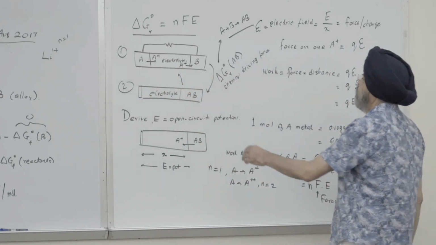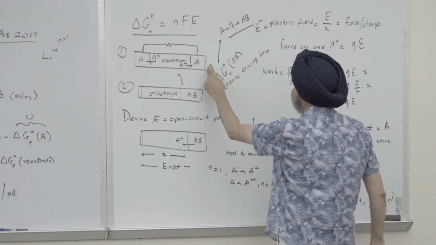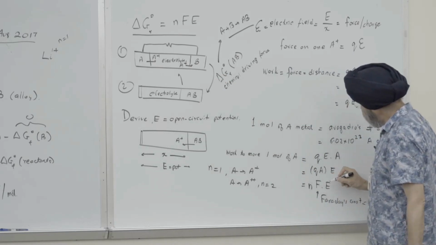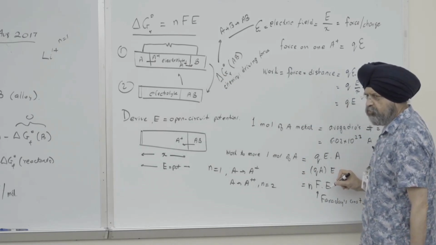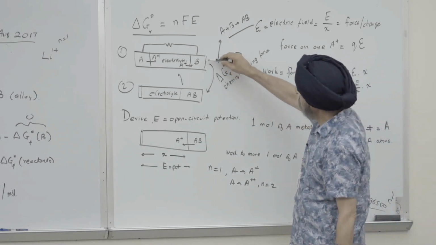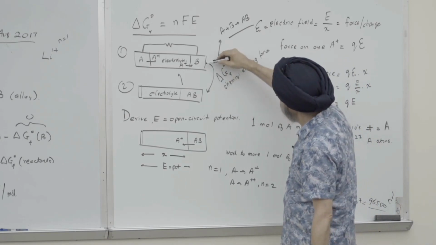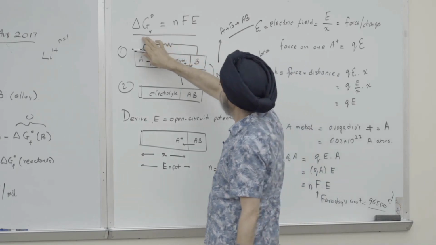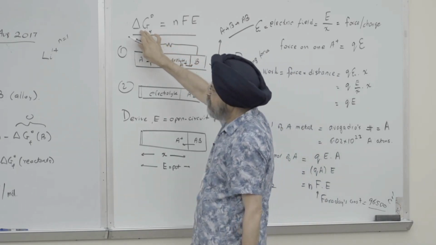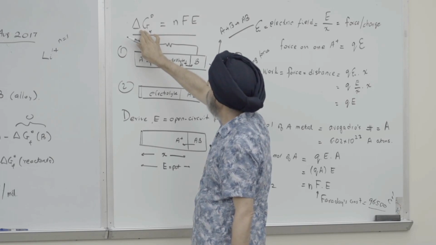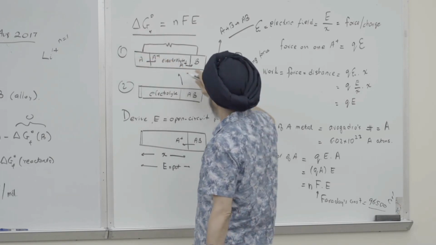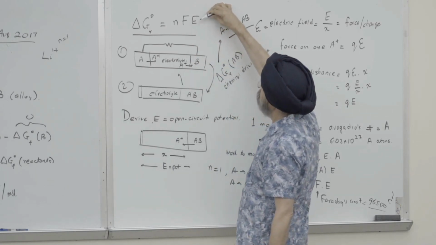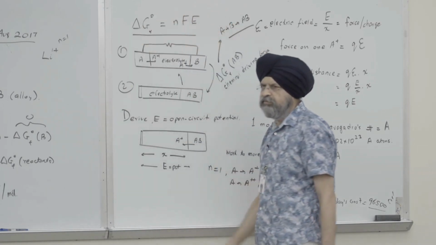So notice it took delta GR to take it from here to there, and to move it back, it took NFE. So they both have to be equal, right? The energy to go from here to there has to equal the energy to go from here back. That's why we can say the chemical driving force energy, the energy it took to go from state 1 to state 2, is equal to the electrical energy it took to take it back to state 1.